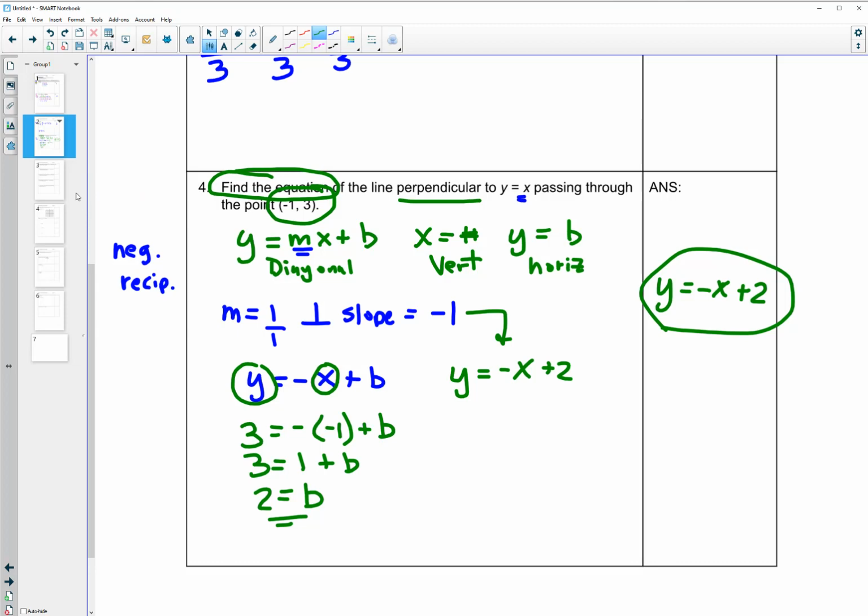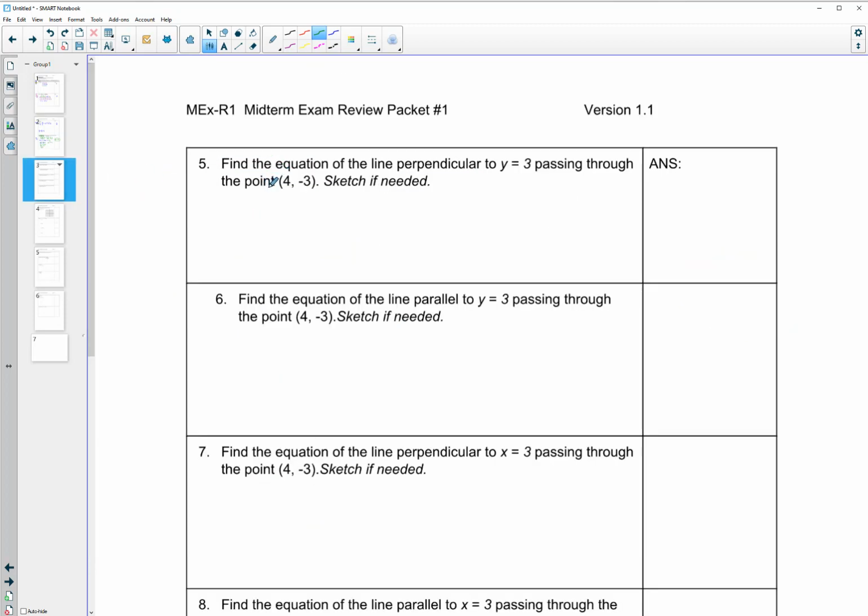All right, let's go to the next problem. Number 5. Okay, so find the equation of a line perpendicular to y equals 3. Now, we just talked about this. That is a horizontal line. Very important, right? So on an x and y axes, which I like to draw when I do these problems.